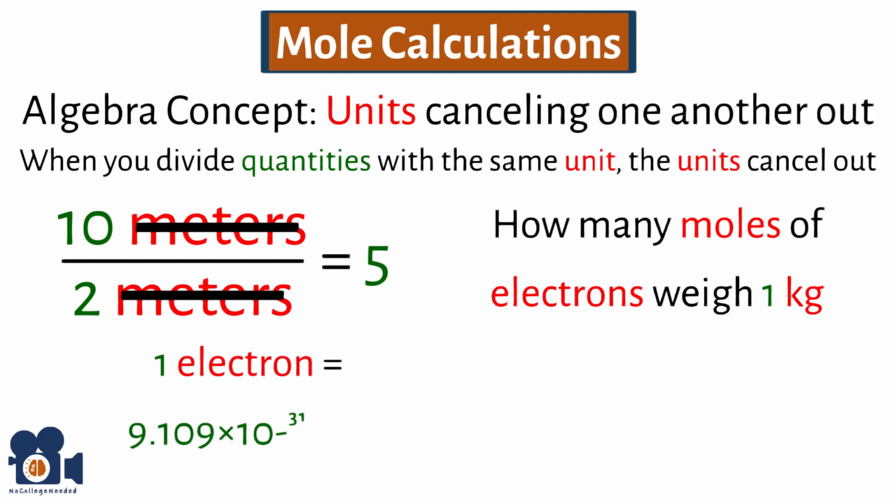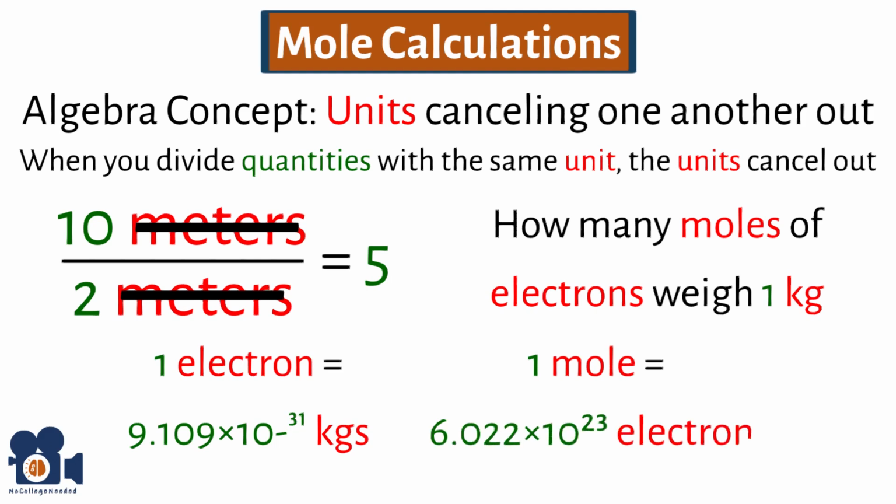So how many moles of electrons weigh 1 kilogram when the mass of 1 electron equals 9.109 times 10 to the negative 31 kilograms, and 1 mole equals 6.022 times 10 to the 23rd electrons?